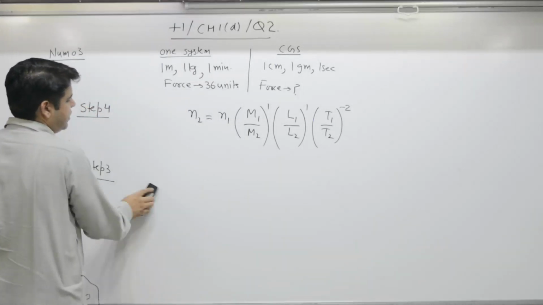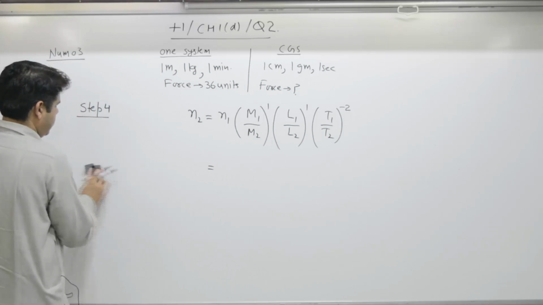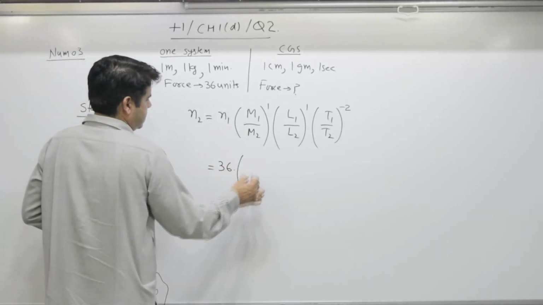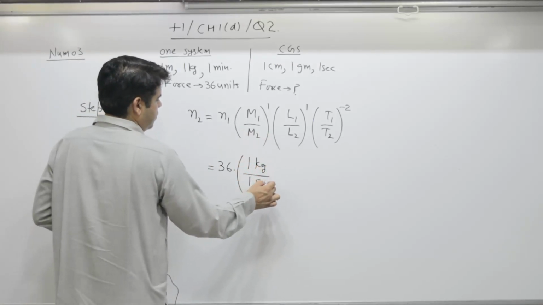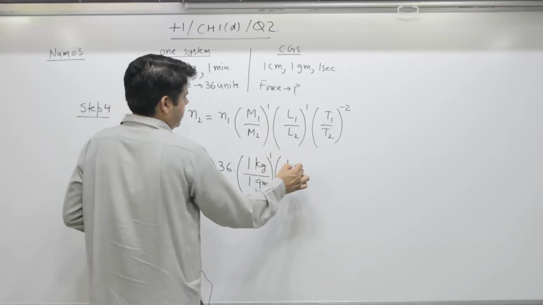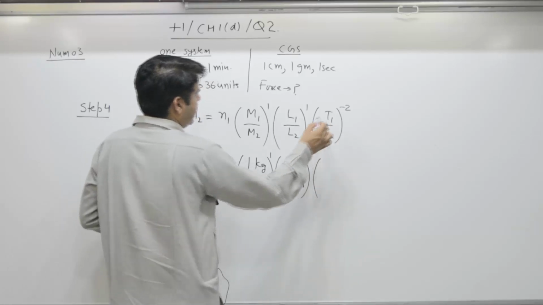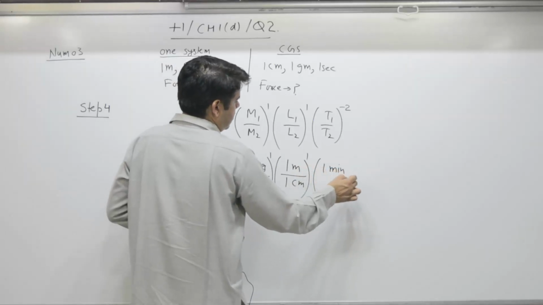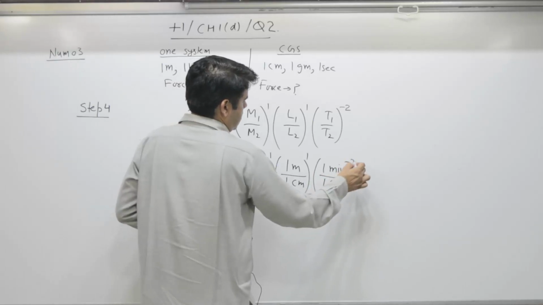Put all these values from the previous step. N1 is, yes, 36. M1 is 1 kg. M2 1 gram. L1, L2, T1 1 minute, T2.